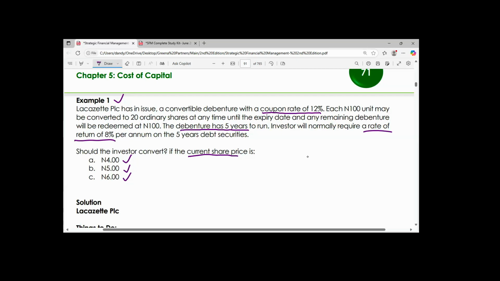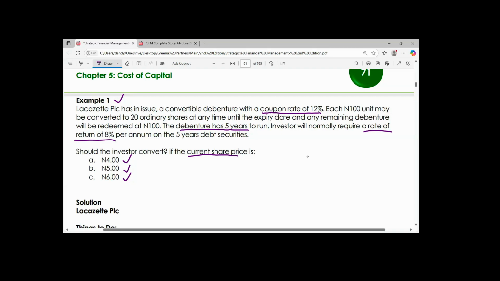So if it is not profitable, then they are going to wait until the maturity date when they are going to redeem the security. And when you talk about conversion, you are supposed to compare the conversion value with your redemption value to know whether it is profitable. If the conversion value is higher than the redemption value, it means it is profitable. But if not, investors will not convert. So in this particular question, you want to know whether the investor should convert at the current share price of 4 naira, 5 naira, and then 6 naira.